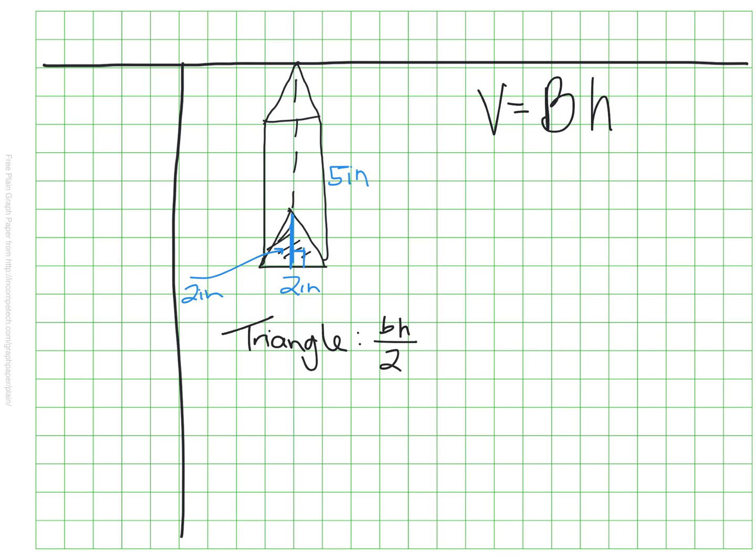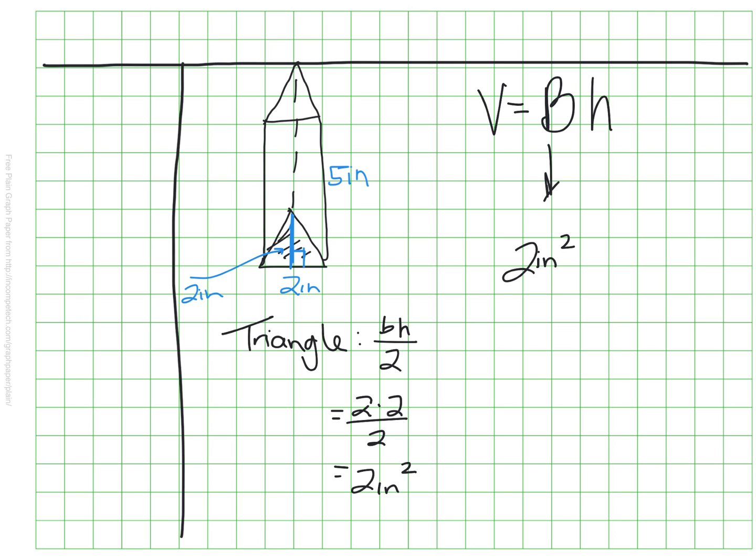So my triangle here is 2 inches by 2 inches. I have to cut that in half. So I'd have 4 times 4 divided by 2, which of course gets me back to 2 inches squared. So that tells me that the big base here is 2 square inches. And that's how many cubes would fit along the bottom.